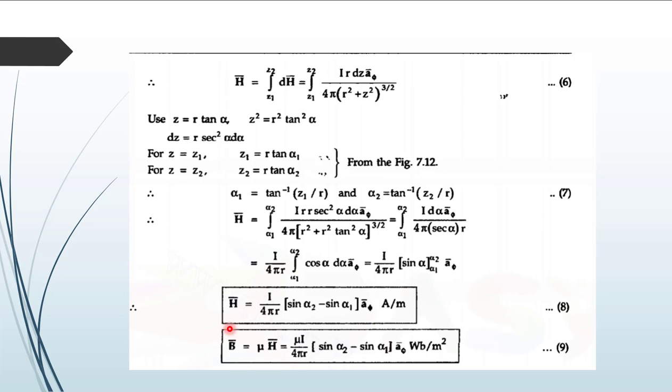And from this same we can find out the magnetic flux density B bar, which is equal to mu into h bar. That is equal to mu, just multiply the above equation by mu, into I divided by 4 pi r, sin of alpha 2 minus sin of alpha 1 a phi cap. And this flux density is measured in Weber per meter square. So this mu is permeability, and it is equal to mu naught into mu r.